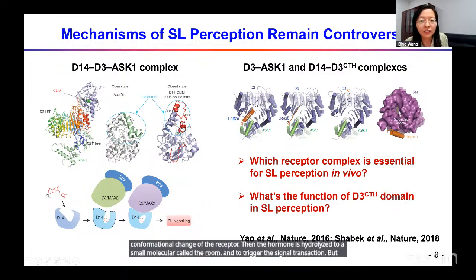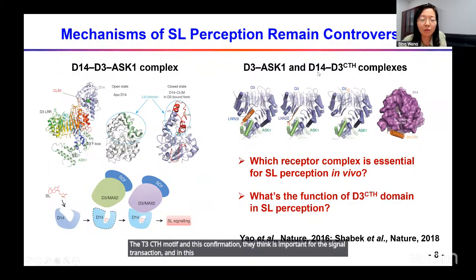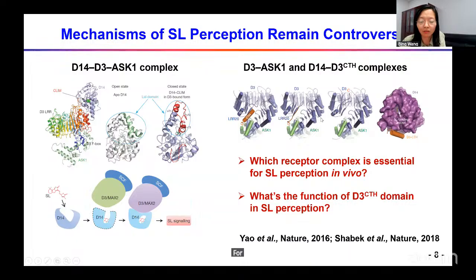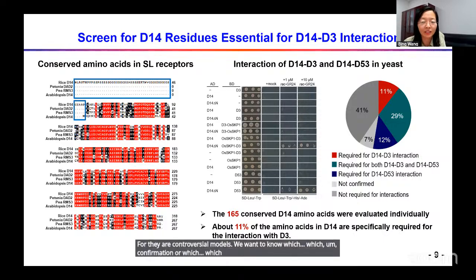But another group thinks that D14 can interact with the D3 CTH motif, and this conformation they think is important for the signal transduction. And in this complex, the hormone is not hydrolyzed, so they are controversial models. We want to know which conformation or which complex is important for the signal perception in plants.